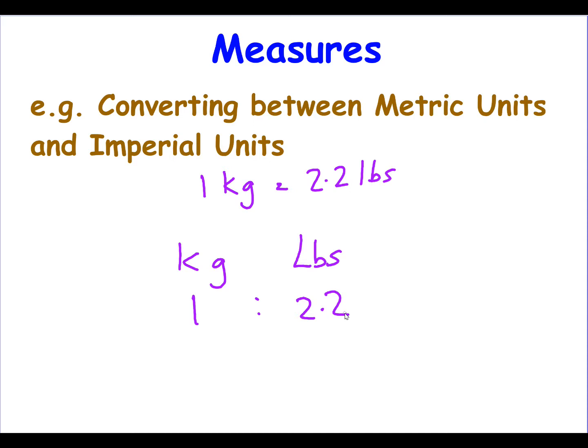So for example, if I said I bought a chicken and it weighed 5 kilograms, the 5 kilograms would go on this side because it's a parts ratio. To get from 1 to 5, I've multiplied by 5, and what I do on one side, I do on the other. So my 5 kilogram chicken actually weighs 11 pounds.